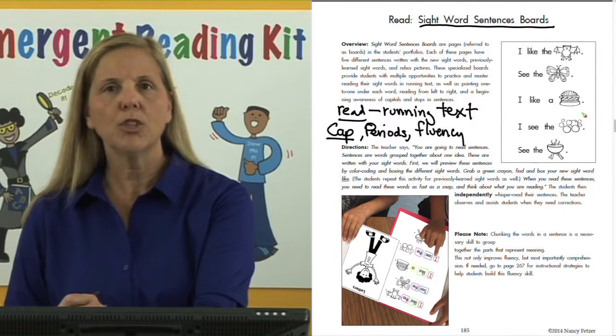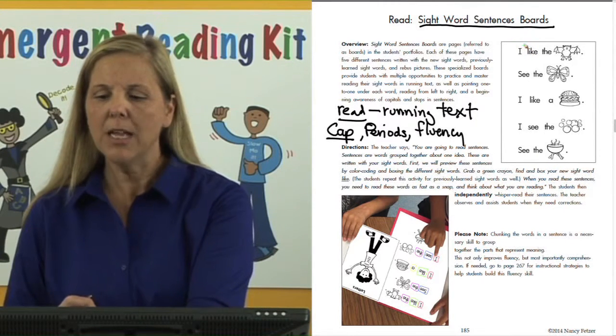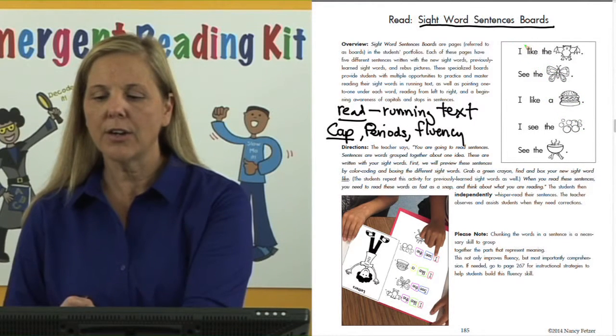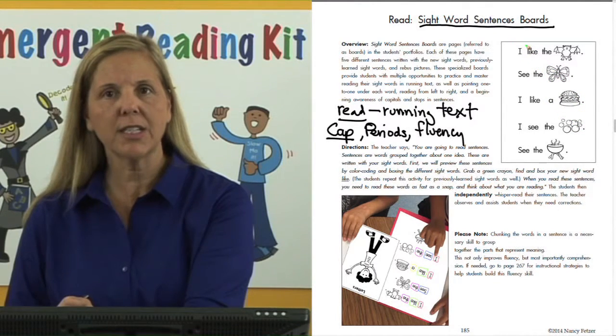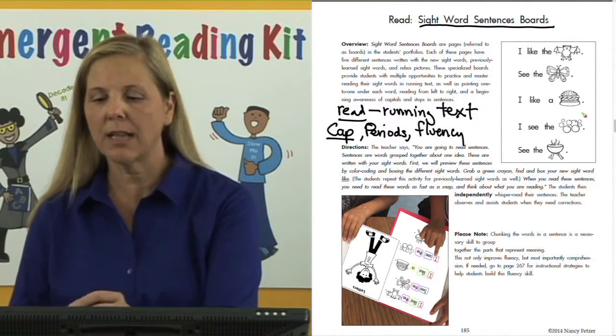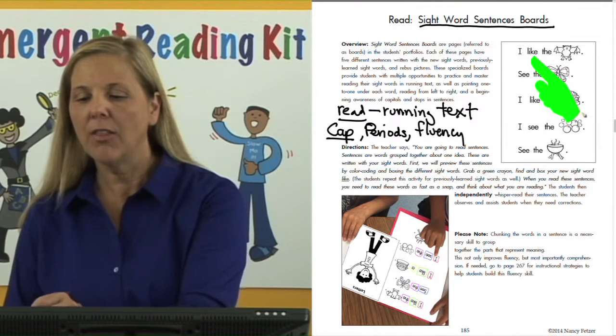They're learning how to read the sight word as fast as a snap, but they're also learning that there's capitals, there's periods, that they're chunking the words together in the sentence so that you have that beginning fluency at the sentence level. "I like the bat."